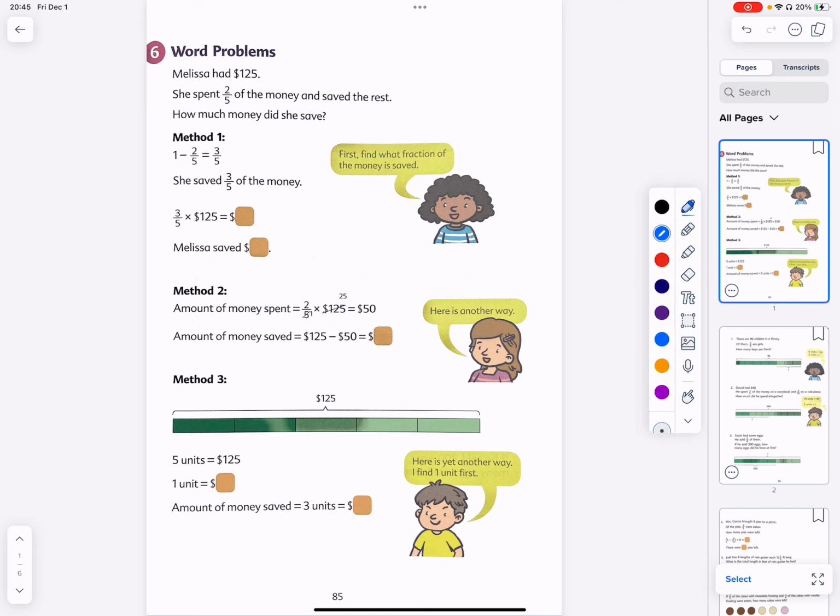So many good names. Melissa spent, where's my highlighter? Right here. Melissa had $125. She spent 2/5 of the money and saved the rest. How much money did she save?